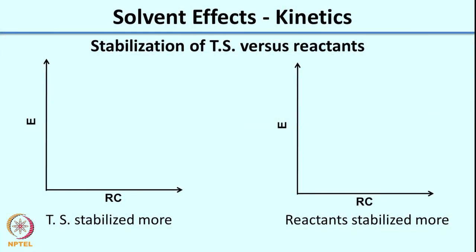So now, what is important is the relative stabilization of transition state and reactant. So I want you to sketch on these two reaction coordinate diagrams that you see on your screen. What I want you to do is, in your notebook, think of two different scenarios. In one case, the transition state is stabilized more than the reactant for a particular reaction when you increase the solvent polarity.